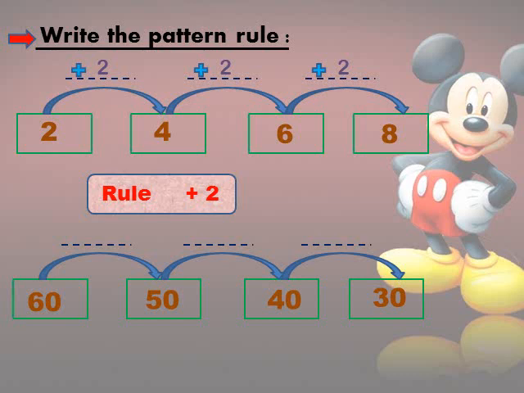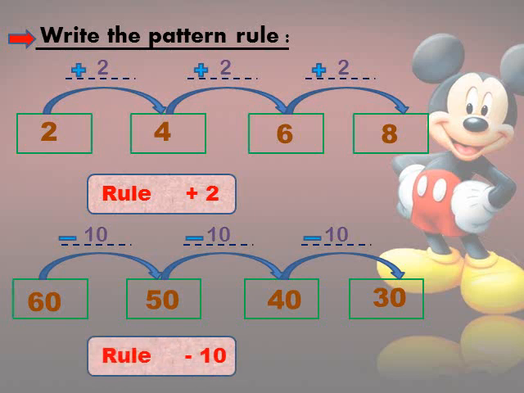Okay, let's go to the next exercise. Here we have 60, 50, 40 and 30. So the numbers are getting smaller. We are moving backward. So from 60 to 50, how many steps? Getting backward, getting smaller, that means I'm going to use minus. So from 60 to 50 is minus 10 steps. From 50 to 40 is minus 10 steps. From 40 to 30 also is going to be what? Minus 10 steps. So from here I got my rule, which is minus 10.